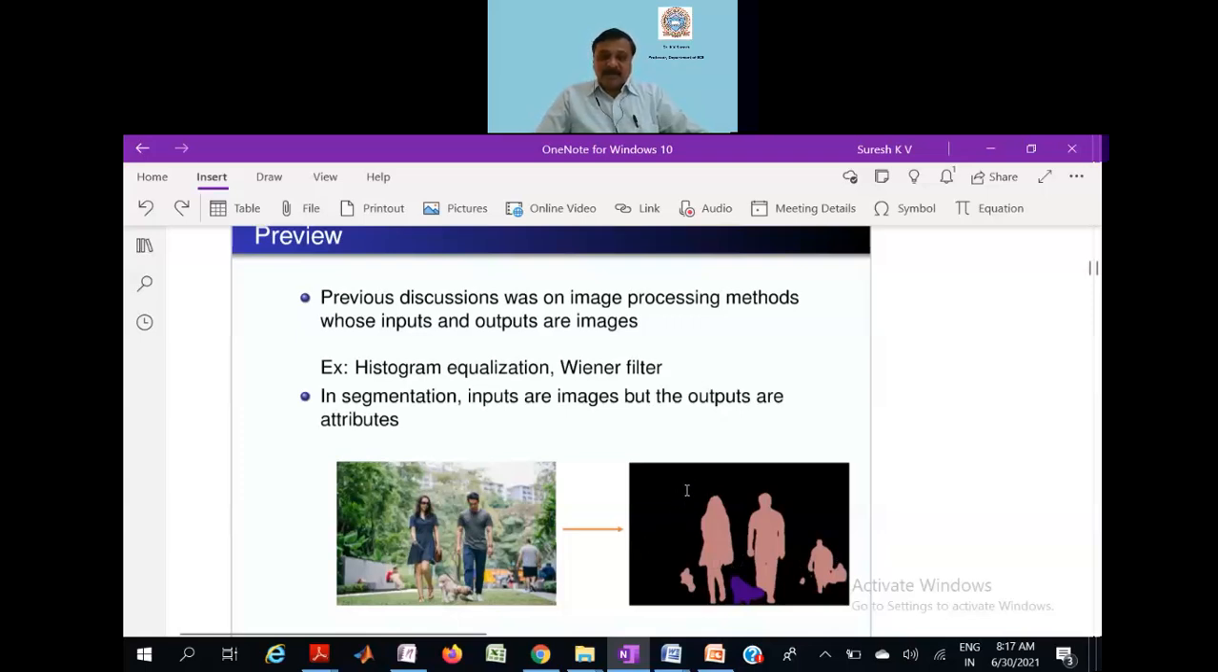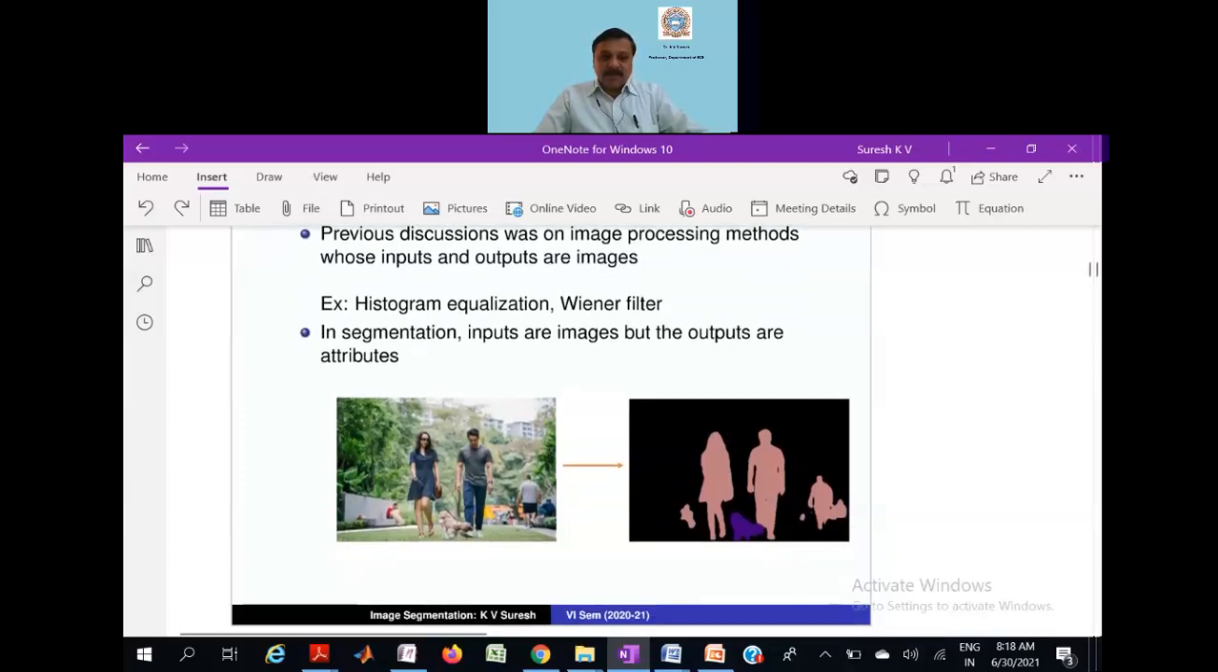For example, I think some students are working on face recognition from a video. In such a case, you first have to detect that there is a face in the region, and then probably recognize the face. So in that case, you need to segment the face region first. So these are some applications of segmentation.